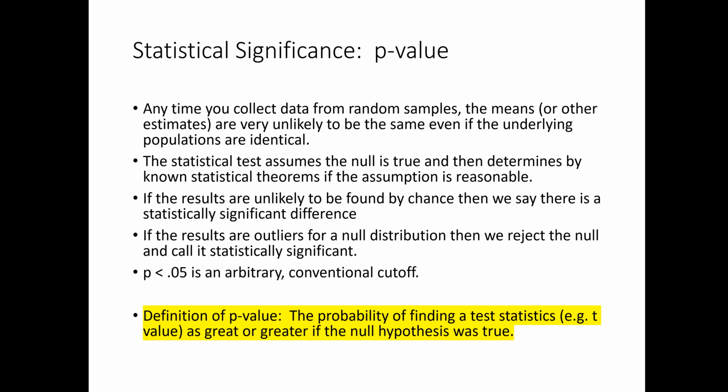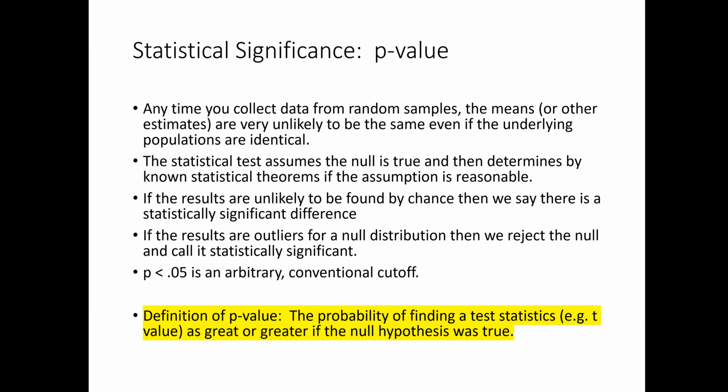So, statistical significance, the p-value. Anytime you collect data from random samples, the means or other estimates are very unlikely to be the same, even if the underlying populations are identical. The test assumes the null hypothesis is true and then determines by known statistical theorems if the assumption is reasonable. That's what we're testing. A t-test or a p-value is giving us the probability that our assumption that the null is true is reasonable. If it's a very low p, we reject that assumption. We reject the null hypothesis.